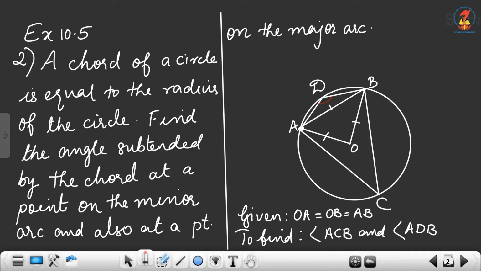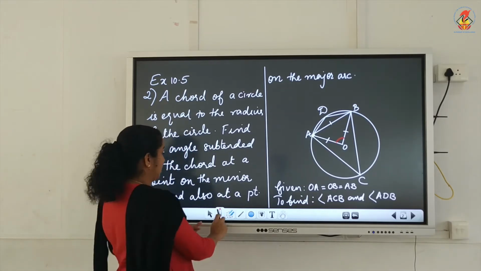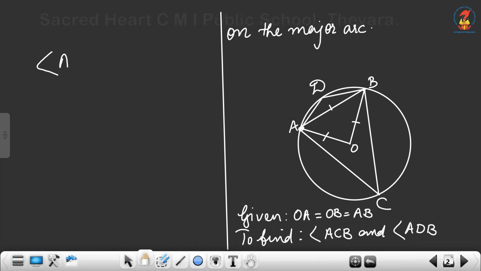What is given here is AB is equal to the radius. So, I have drawn an equilateral triangle here. So, what about the angle AOB? All the angles are equal to 60 degrees. So, angle AOB is equal to 60 degrees.